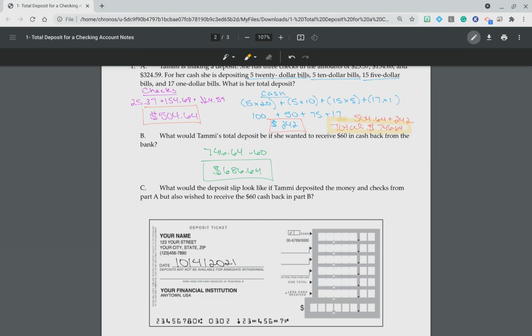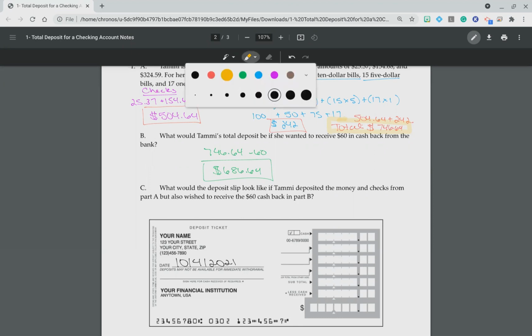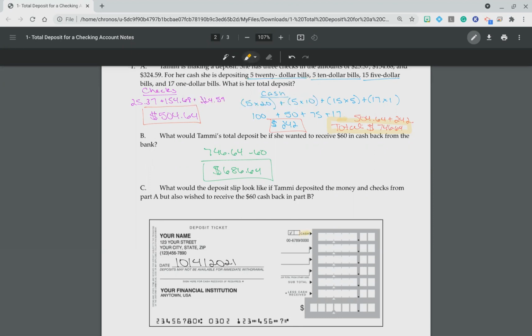$2021. Okay. Now here it says we're writing the cash that we are depositing. So our cash total was $242.00.